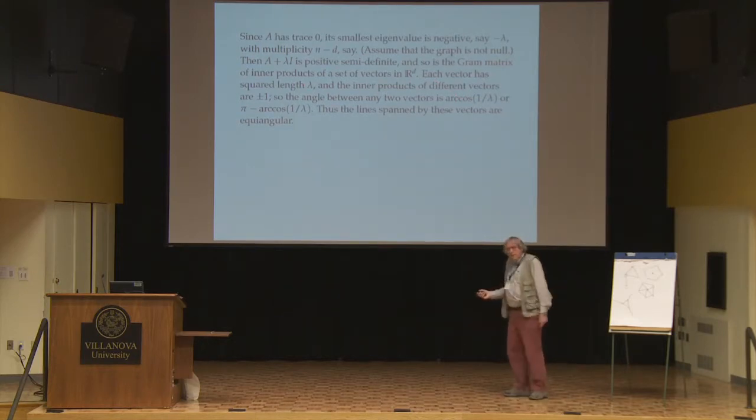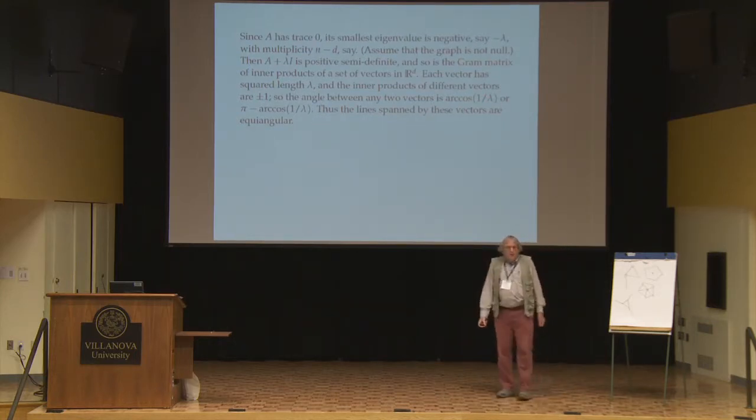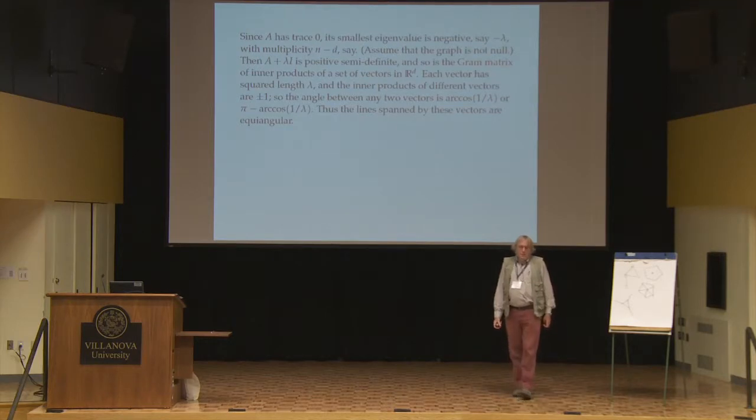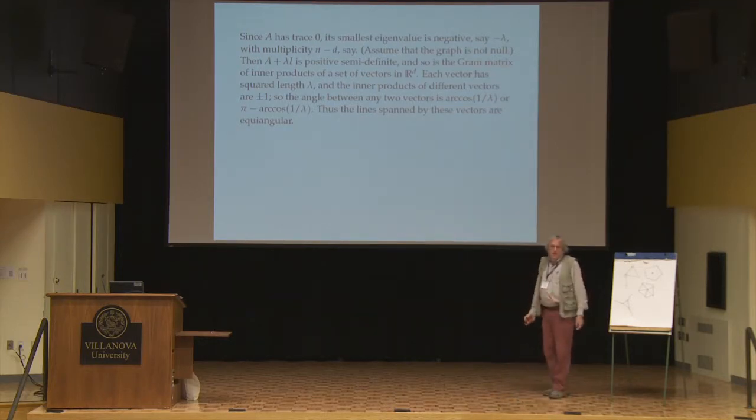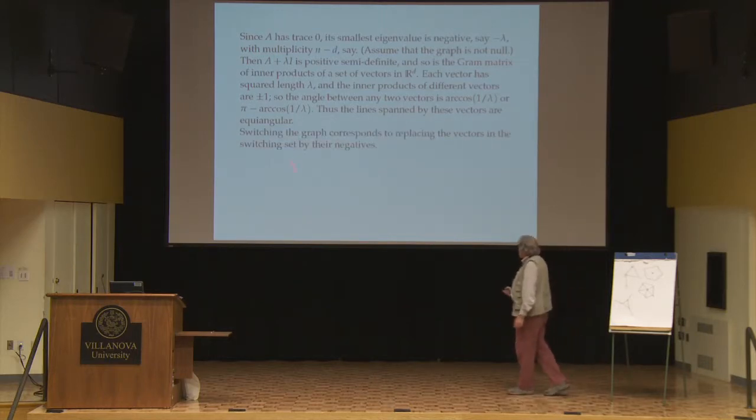square root of lambda, and the cosines of the angles between them are 1 over lambda or minus 1 over lambda. So the lines are equiangular. So from a graph, and because this spectrum is invariant under switching, from a two graph, from a switching class, you get a set of equiangular lines. Switching the graph corresponds to replacing the vectors in the switching set by their negatives.